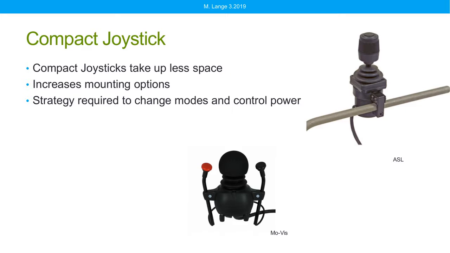On this one compact joystick pictured here, there are two switches on either side. One of these is for power, and one is to change the mode, sometimes called a mode or reset switch on the joystick. This particular compact joystick, the Movis, is programmable, and actually we can change the functions of these two switches as it best meets someone's needs.